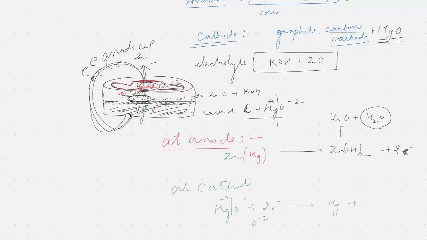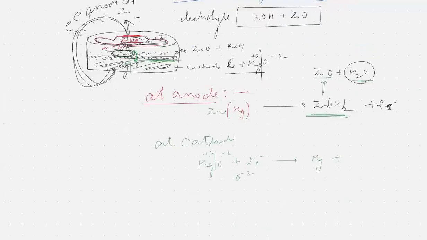Now understand what is happening. Do you understand that Zn combined with OH negative to form zinc hydroxide? And zinc hydroxide is not very stable, so it immediately breaks and forms water. Water passes through the separator and comes to the other side, to the HgO. That water will combine with this O. Water is H plus and O minus 2. Am I right? Because water is H2O.